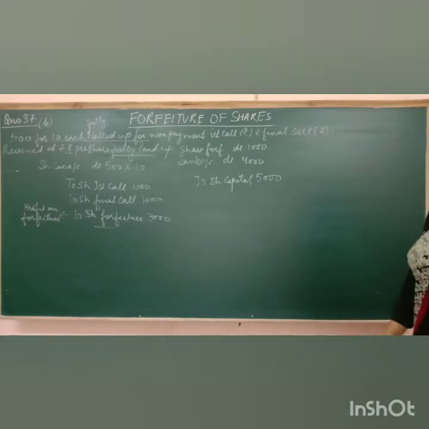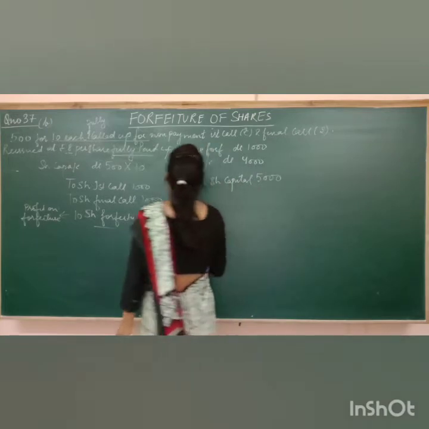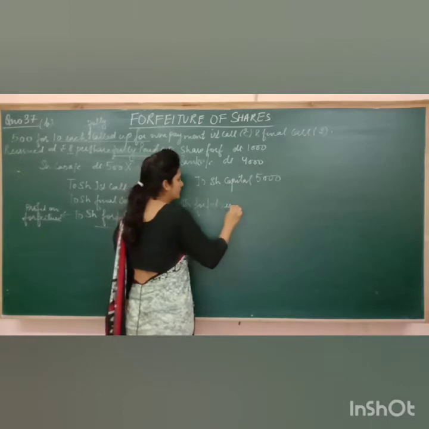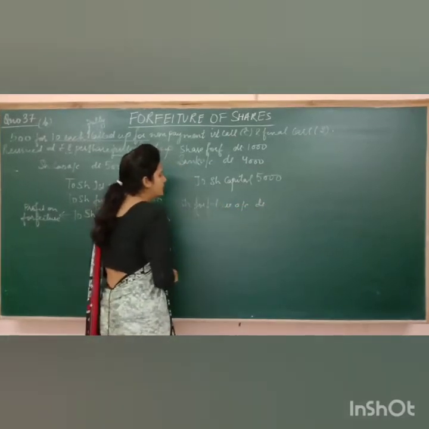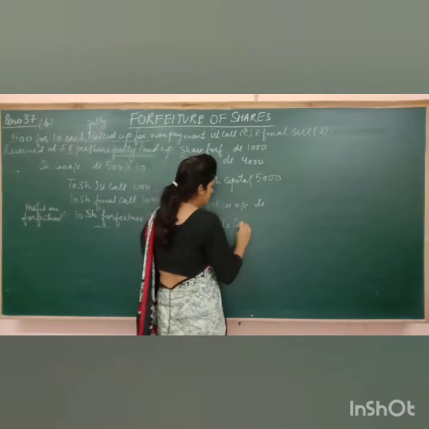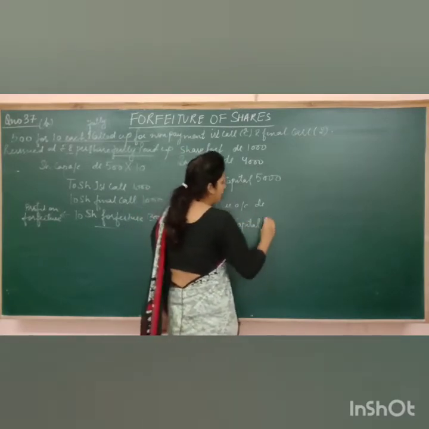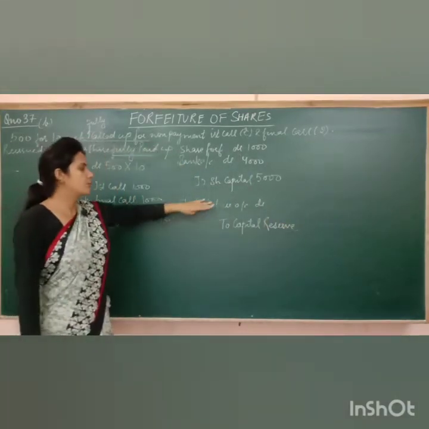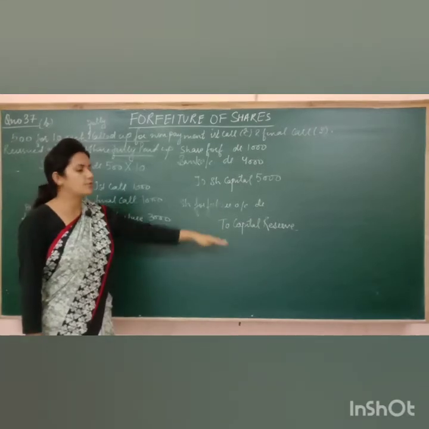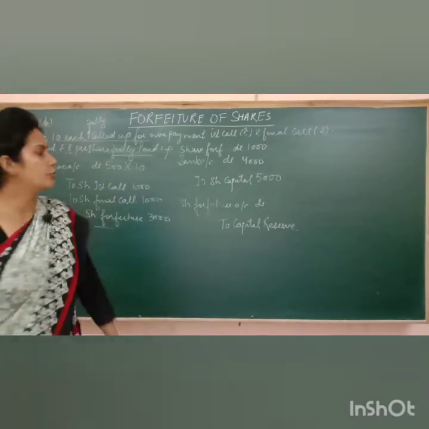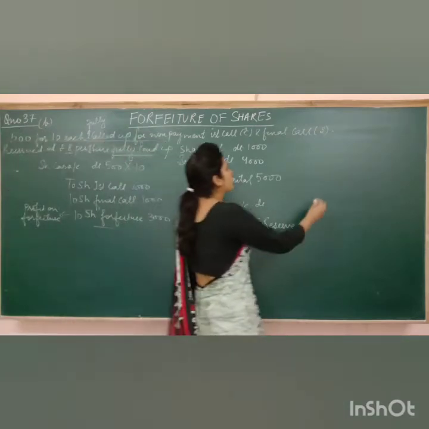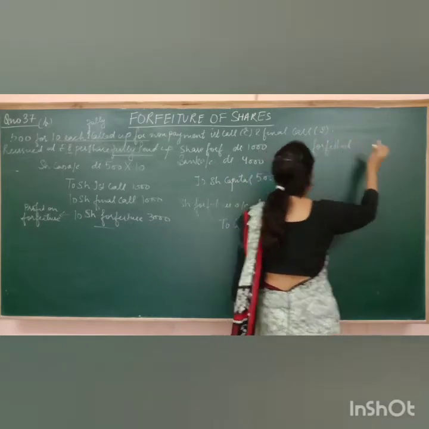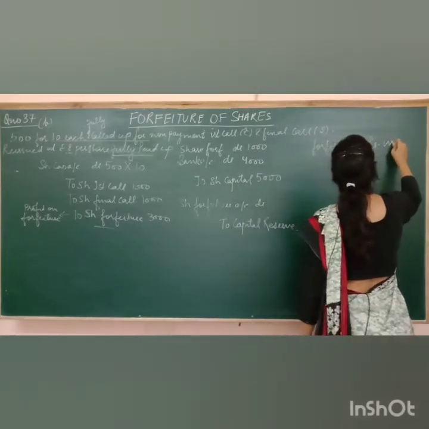Now after that, we have to pass the last entry, and the last entry is share forfeiture account debited to capital reserve. What does this entry mean? This entry signifies that the profit on forfeiture, which is a capital profit, has been transferred to capital reserve. Now check how to calculate. Again you need to make one thing which I told you. First of all check how many shares forfeited. Then write how many shares reissued.